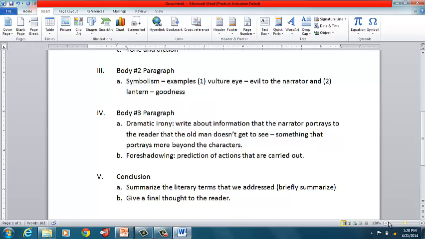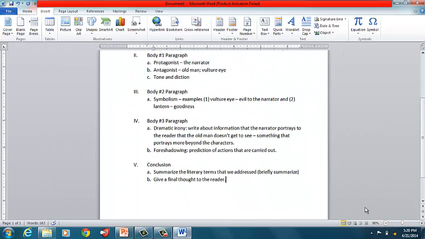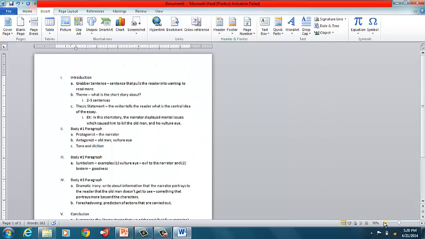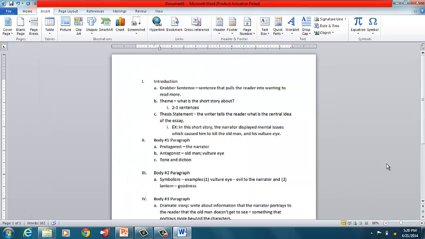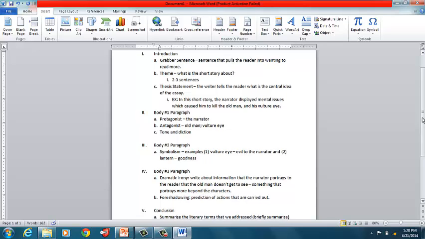So let me minimize this. Hopefully we can pull everything into one. This really should give students a good idea of what is expected. I'm not going to put this inside of Blackboard. I'll put the presentation, but I'm not putting this because truly I expect students to watch this and get this information without me having to spoon feed students.